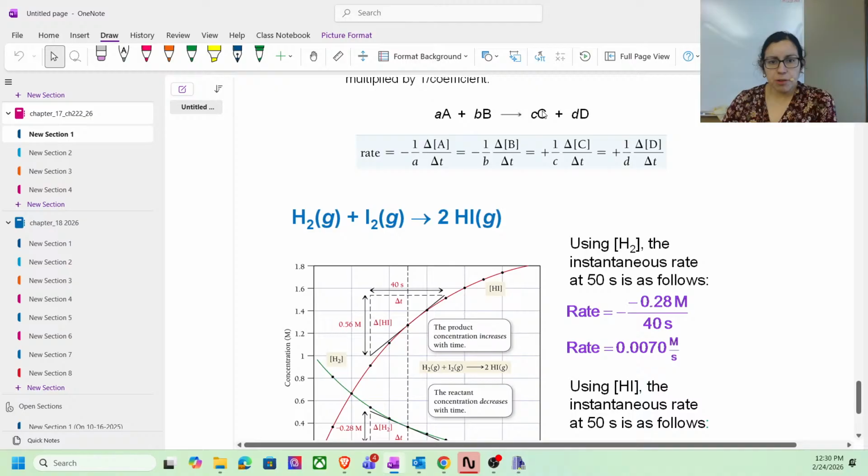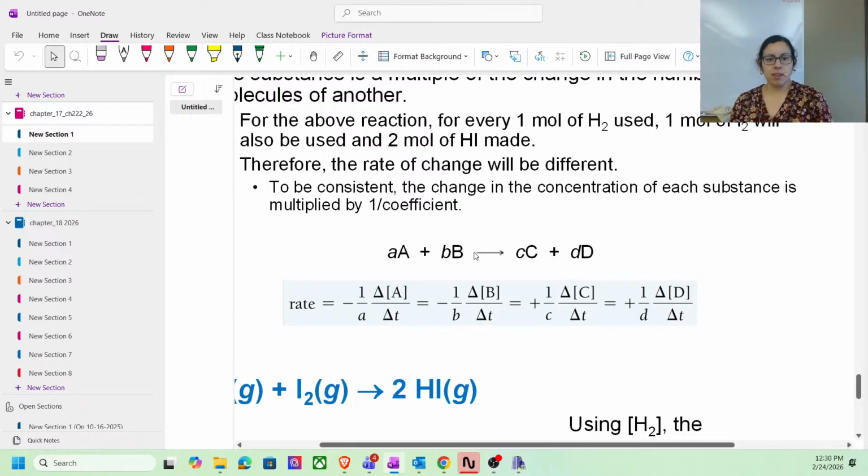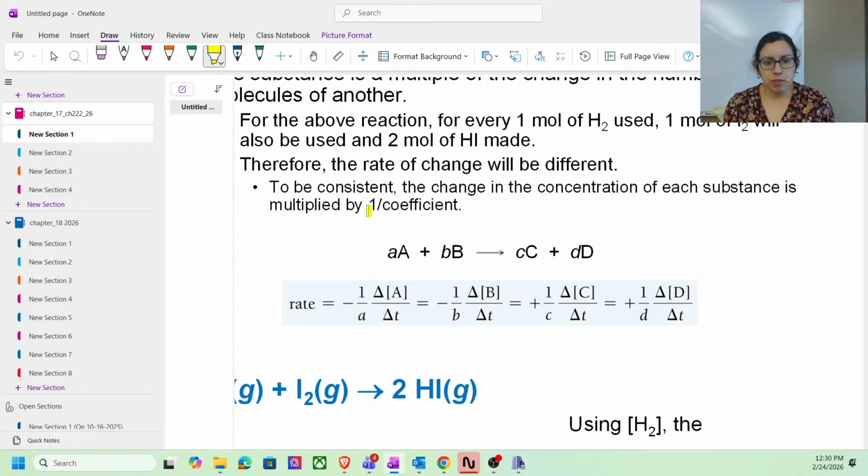The first part could have been tricky, but this is just trying to get you to see how to quantify the rates, and then to be consistent. It had you put the substance 1 over your coefficient. Again, that's just scaling, right?